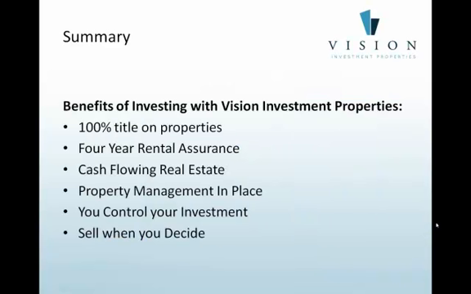So now, just to summarize, you're getting 100% title on the property that you buy. We have the 4-year rental assurance program to minimize any risks for you with lost rent. We have cash flowing real estate, so we're focusing on a really nice sweet point. Properties in Alberta, around $150,000, $160,000. So that's going to pay for itself and build equity for you over time. We hire the property managers. We put them in place for you, and you don't have to take care of any issues with the tenants.